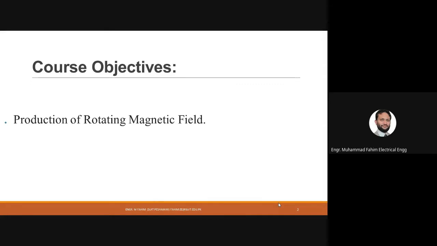Today we will study the production of rotating magnetic field, which is the important part of AC machines or induction machines. This phenomenon is very important for the concept of AC machines, which may be single phase or three phase. These machines work on this phenomenon. So let's see how this rotating magnetic field is produced and how it is rotating within the stator of the machine.